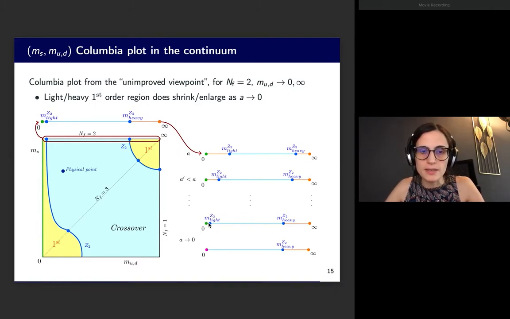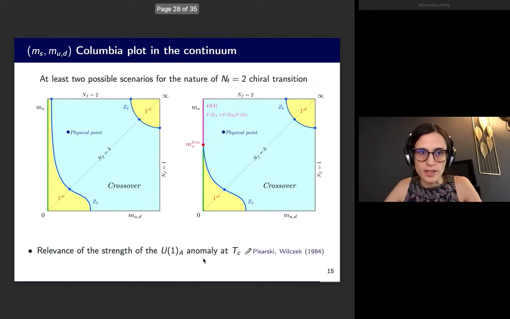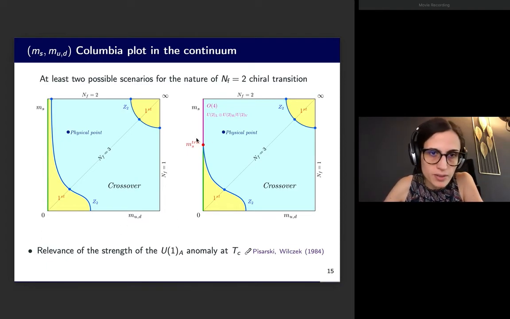The fact that there is still a finite first order region, or there is none, it shrinks to 0, and in that case I have necessarily a second order phase transition in the chiral limit, which leads to constructing different possible scenarios for this plot based on different expectations on the nature of the chiral transition in the chiral limit of the 2 flavors axis, which is the top axis in the plane.